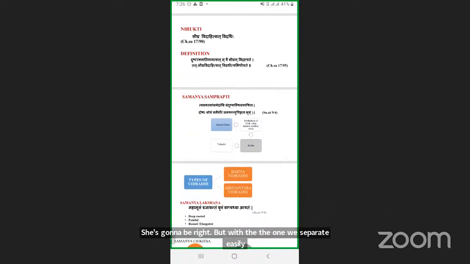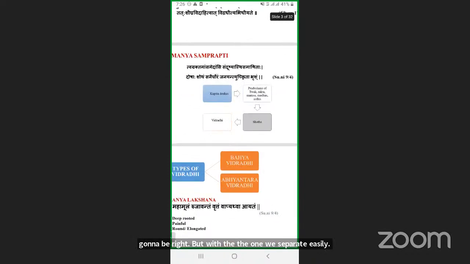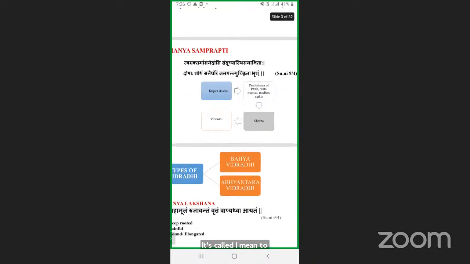Nirukti: Shighra Vidahitvat Vidradi, the one which separates easily, fast, is called as Vidradi. Coming to Samanya Samprapti, due to Nidana Sevana, there will be Kupita doshas, leading to production in Twak, Rakta, Mamsa, Meda, and Asthi, leading to Shotha, and finally leading to Vidradi.